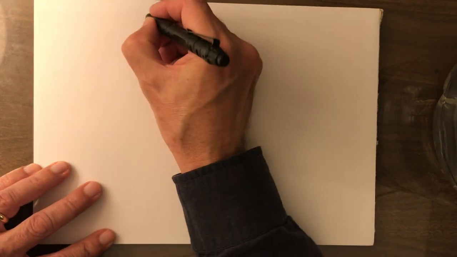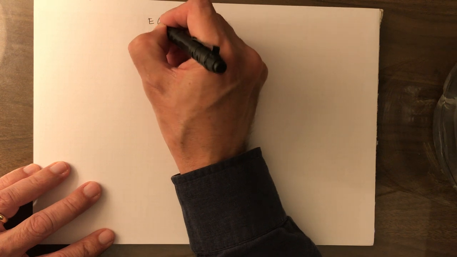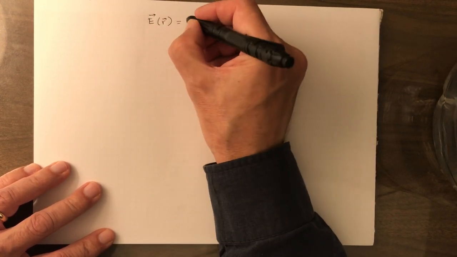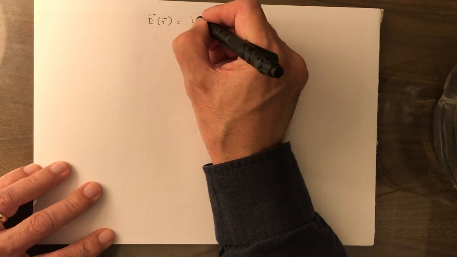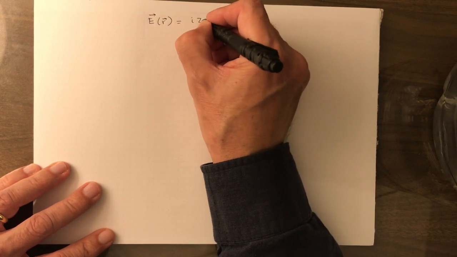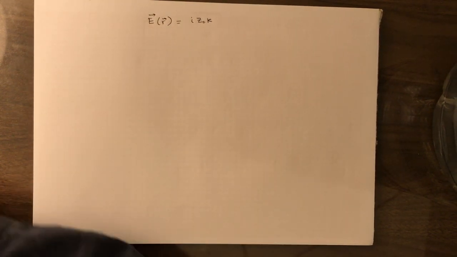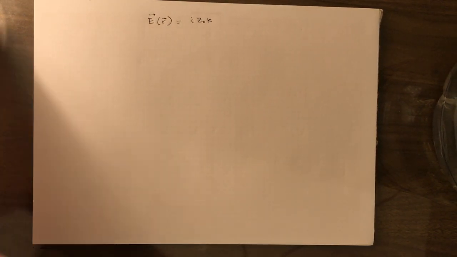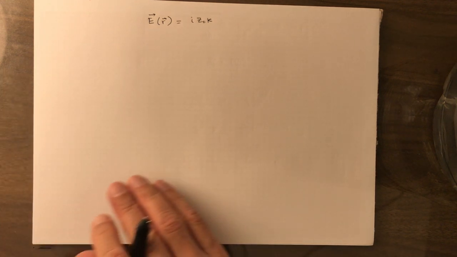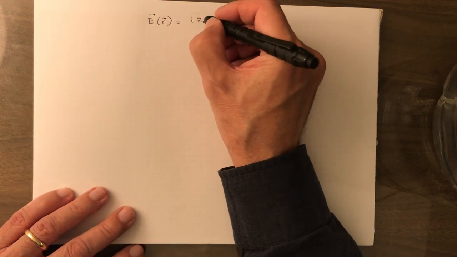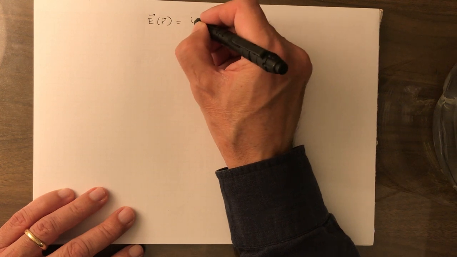In this next step, then, we can write down the expression for E as a function of position vector r. This is I z naught k. Oh, I think we're getting ahead of ourselves here. Before we go ahead and do that, let's go ahead and write down. We're not quite to this point yet.